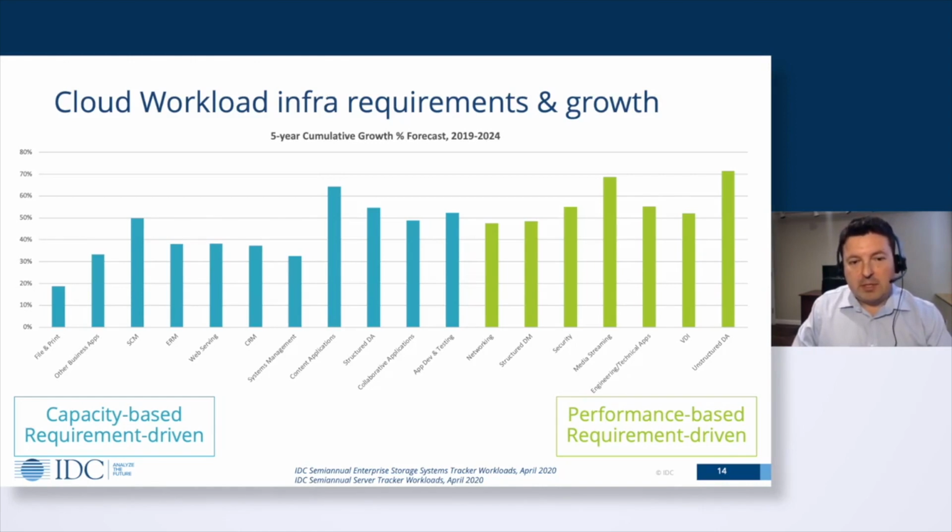At the extremes of the capacity-based requirements, we see workloads like file and print, some business applications, and web serving. At the other end, on the performance-focused side, we see unstructured data analytics, which is increasingly tied in with AI/ML use cases, and VDI, or virtual desktop infrastructure, remote desktops. And one thing you'll hopefully see is that the growth that we expect in the workloads closer to the right tends to be greater than the growth we expect to see in the workloads on the left.